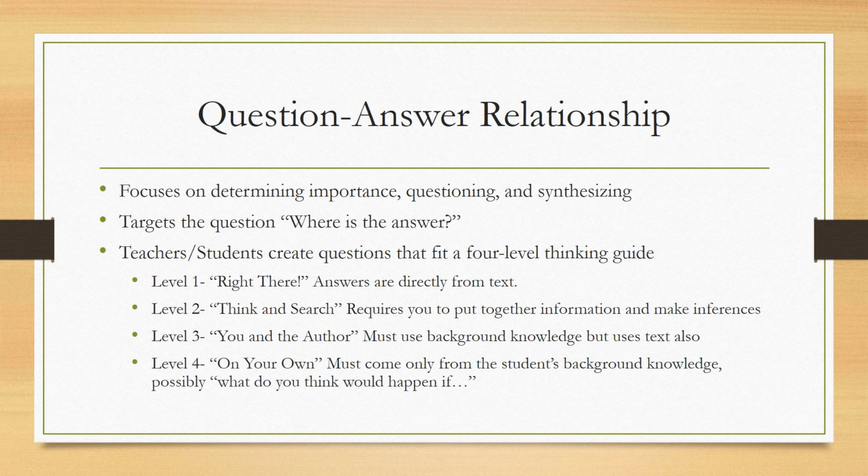The second level is think and search. This requires them to put some information with the text as well as make an inference. The third level is you and the author. The answer might be found in the student's background knowledge, but only makes sense when they read the text. And then the fourth level is on your own. It poses a question for which the answer must come from the student's background knowledge.